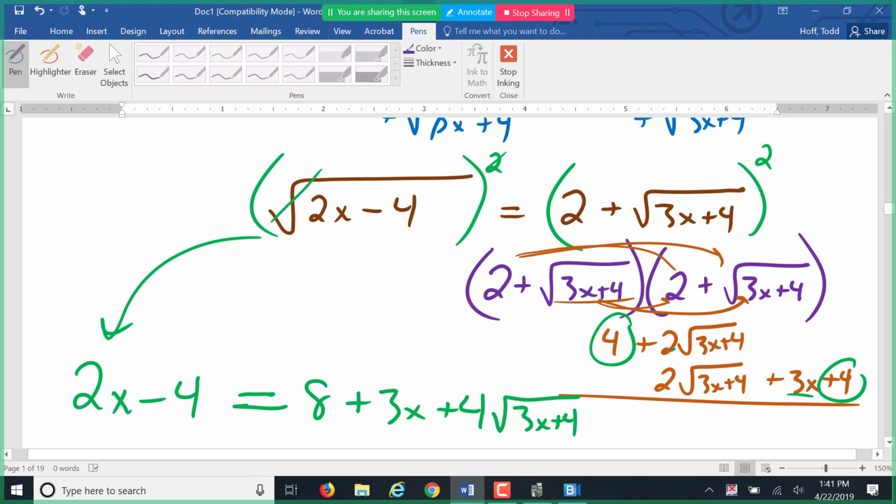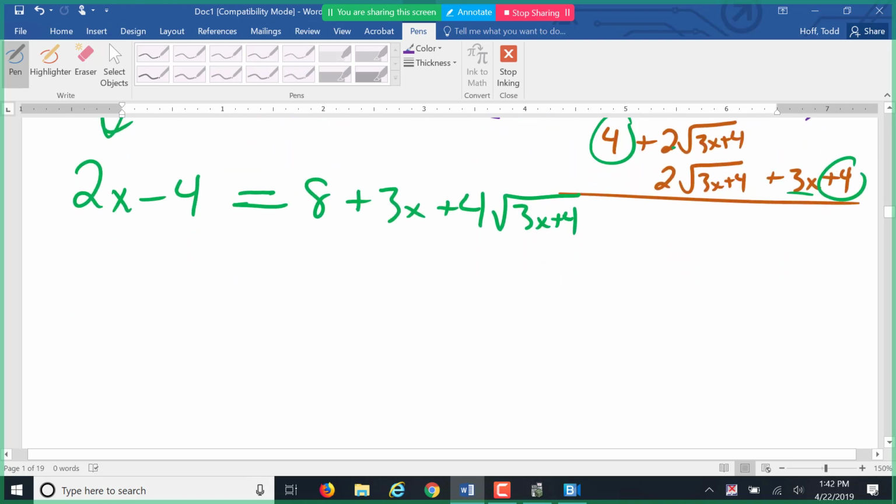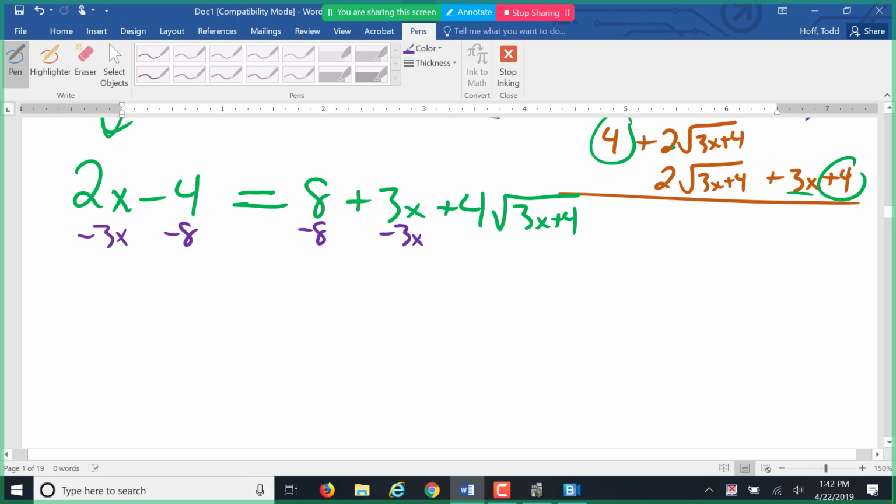Now we only have one square root left in our problem, so we have to isolate that. So I'm going to subtract 8 from both sides and subtract 3x from both sides. What I have right now, 2 minus 3 is a negative 1x, or negative x. Negative 4 minus 8 is a negative 12. That equals 4 times the square root of 3x plus 4.